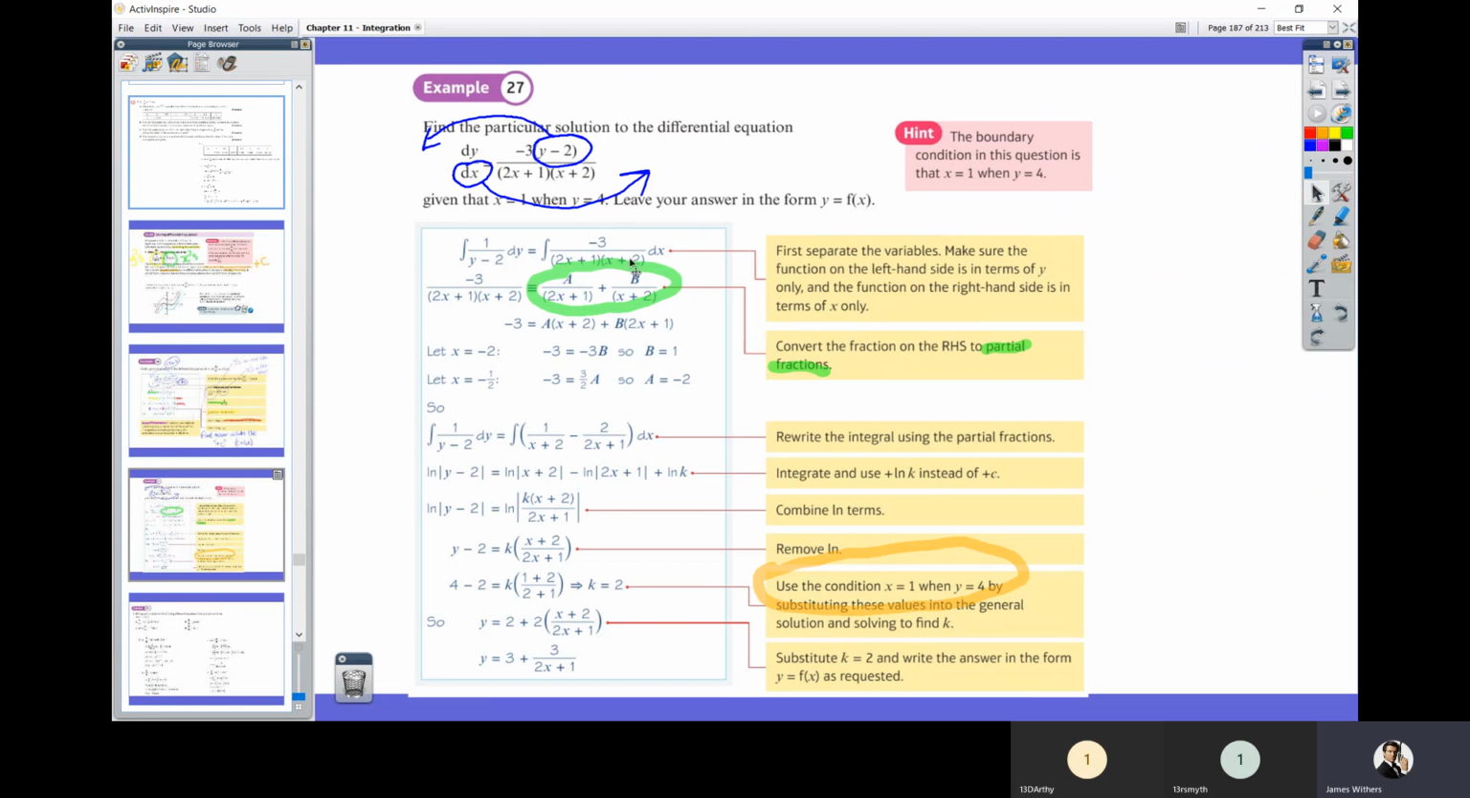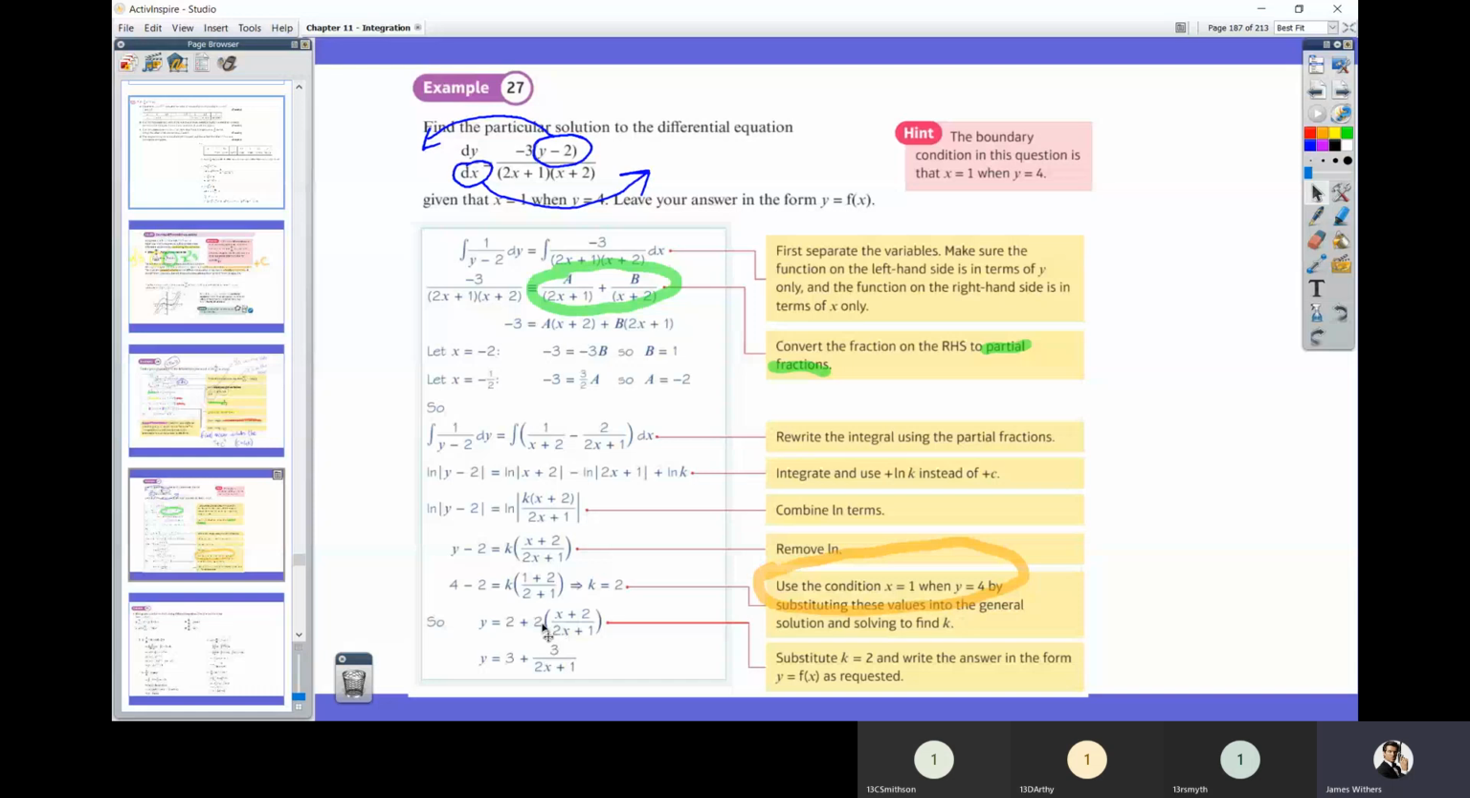Apart from remind you that you may choose to introduce partial fractions to allow you to solve a complicated integral. But the process is still the same. We've multiplied by dx, and we've divided by y minus 2 to get all our y's on the left, all our x's on the right. We've introduced partial fractions to allow us to simplify the right-hand side, and then it's the same process.